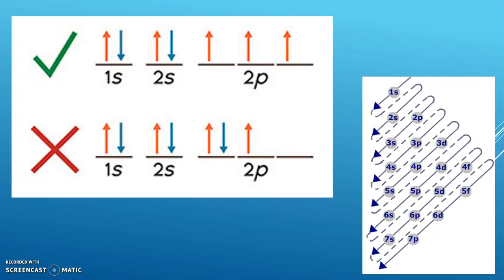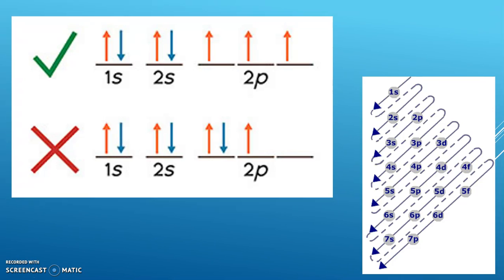I don't have a good way to say you can't do both, but you can't do both. You cannot have two people sitting in the window seat, and you cannot have two people sitting in the aisle seat. And so, if you have two up arrows, that would violate the Pauli exclusion principle. If you have the two down arrows, again, that would violate the Pauli exclusion principle.